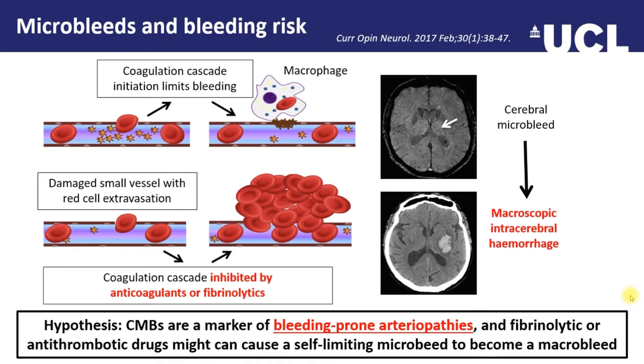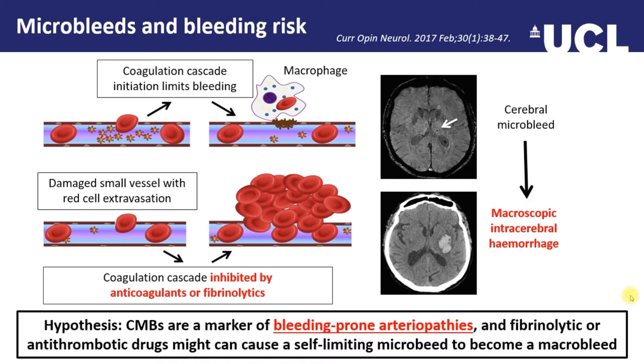Small blood vessels are constantly having small amounts of red blood cell extravasation. Usually leaks from the vessels can be contained by the coagulation cascade and then the action of macrophages to repair vessels and to mop up the blood degradation products, including hemosiderin. However, in the presence of fibrinolytic or antithrombotic drugs, one can imagine that what would have otherwise become a small microbleed that would be self-contained by these macrophages, instead, because of impaired hemostasis, grows into a large macroscopic intracerebral hemorrhage.